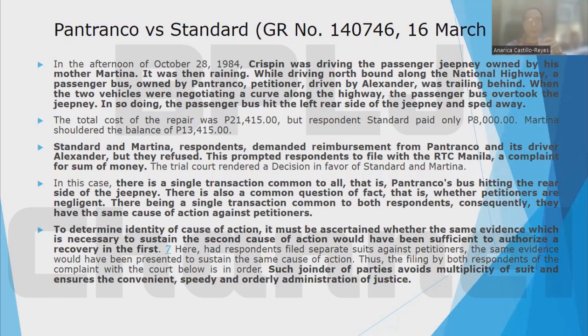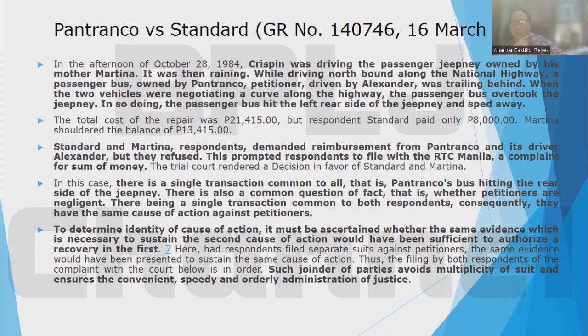We have the case of Pantranco. In this case, Crispin was driving a passenger jeepney owned by Martina. It was then raining. While driving along the national highway, a passenger bus owned by Pantranco and driven by Alexander was trailing behind. When the two vehicles were negotiating a curve along the highway, the passenger bus overtook the jeepney. In so doing, the passenger bus hit the left rear side of the jeepney and sped away.